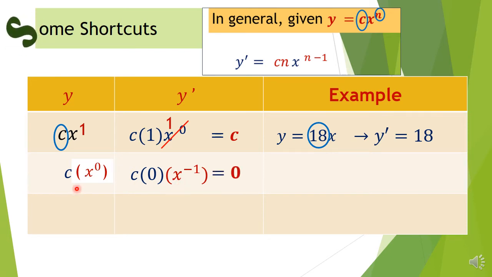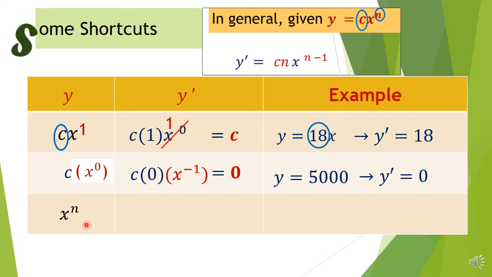So that goes to say, moral of the story, if we have a constant, like 5,000, what is the derivative of this? 0. Even if it is 5 million, its derivative is just 0. Okay? So, basta constant, derivative is 0.